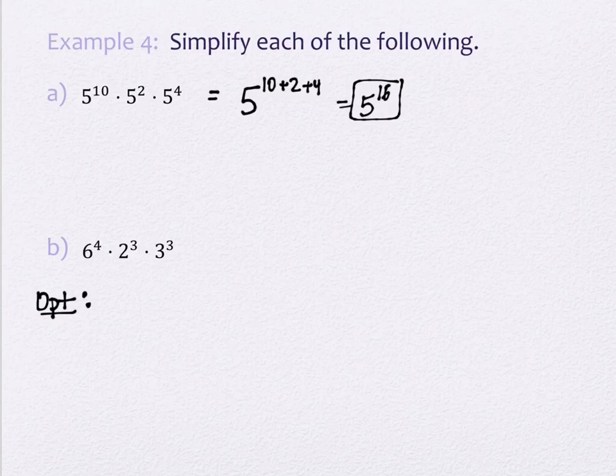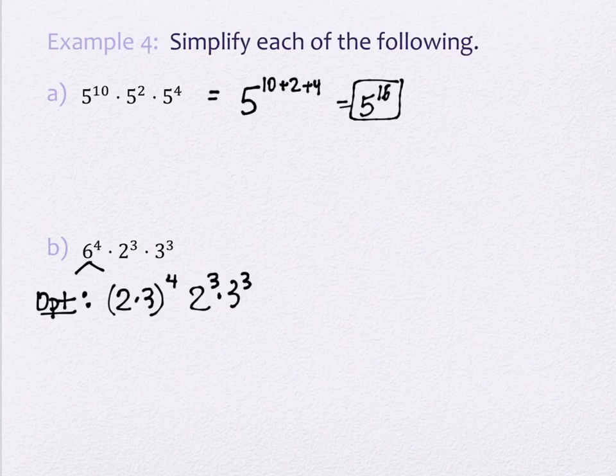Option number 1 is that you could take the number 6 and break it into 2 parts. What is 6? 2 times 3 or 3 times 2. And this tells me it's to the power 4. Then I have 2 cubed times 3 cubed. And then what can I do with the 2 times 3 to the 4th?